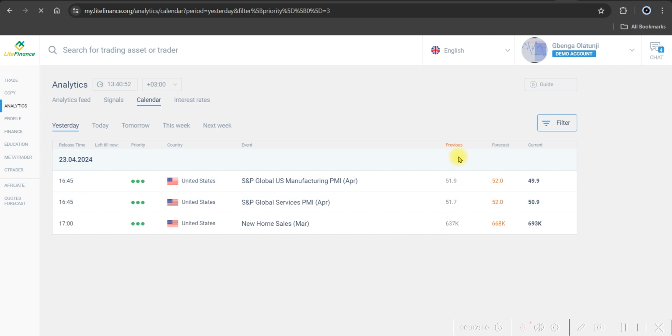If we see the numbers for the previous month, it was 51.9, and it was forecasted that it's going to increase to 52.0. And look at what was released yesterday. This has been released. That's why we had it as 49.9. So for next month now, this current is going to be our previous. So it means this particular figure that was released now was in fact lower than what was forecasted and lower than for the previous month. So the same thing happened with this. For the previous month, it was 51.7. It was anticipated or forecasted to be 52.0, and when it was released, it was 50.9.